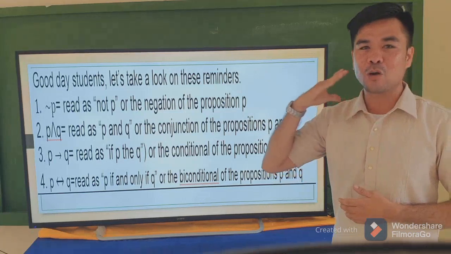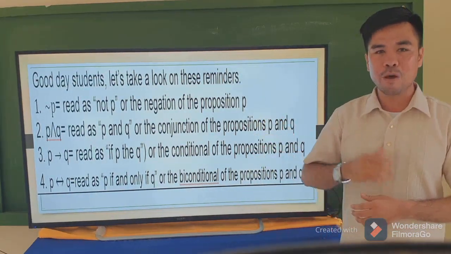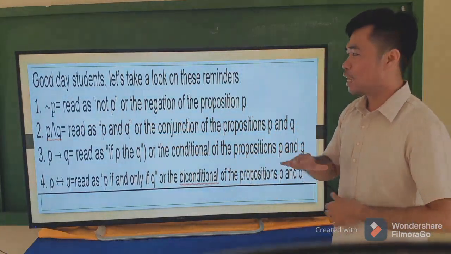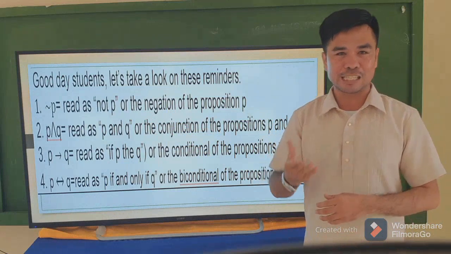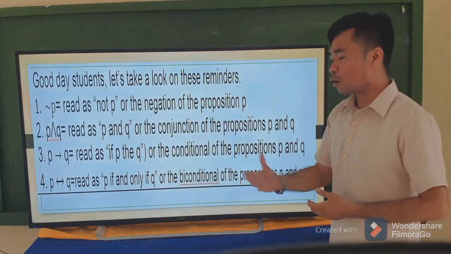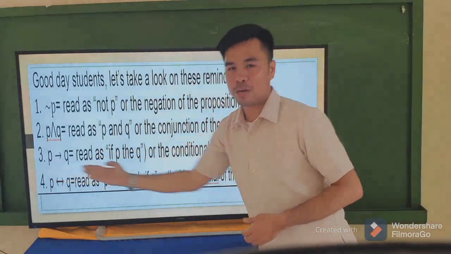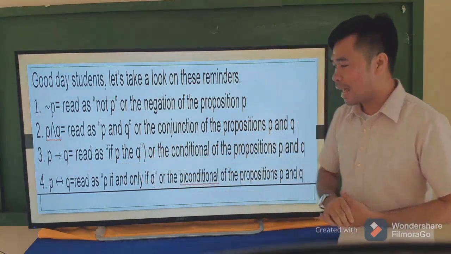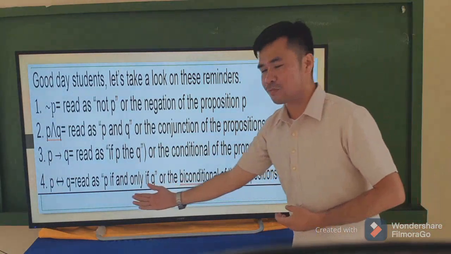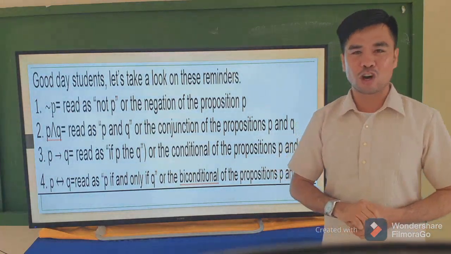Before we dig deeper, let's have first a review of some terms that we are going to use later on in our discussions. For number 1, this symbol is read as not P, or the negation of the proposition P, which is the inverse of the given proposition. For number 2, this symbol is read as P and Q, or the conjunction of the propositions P and Q. For number 3, this symbol is read as if P then Q, or the conditional of the propositions P and Q. Now for our last symbol, which is very important also, it is read as P if and only if Q, or the biconditional of the propositions P and Q.